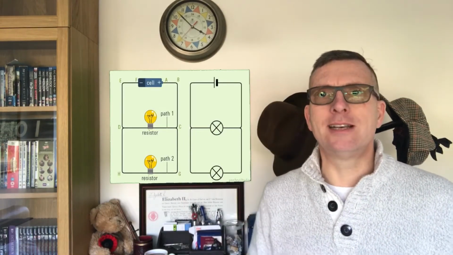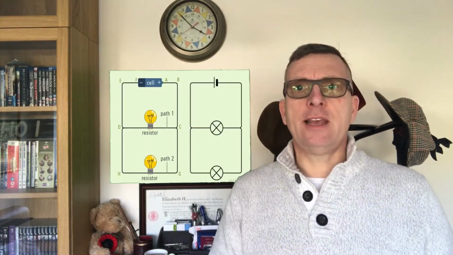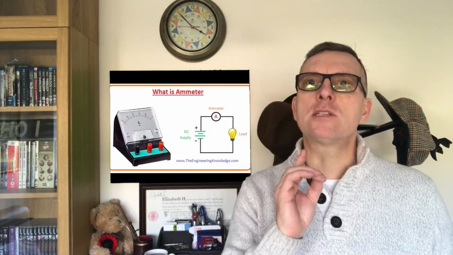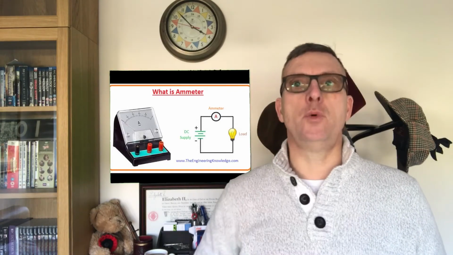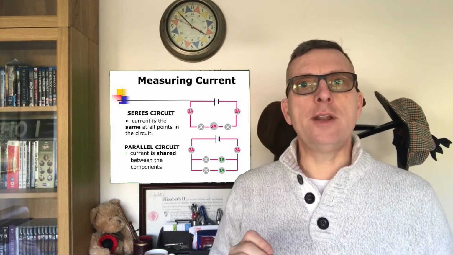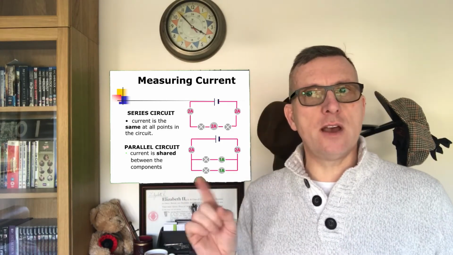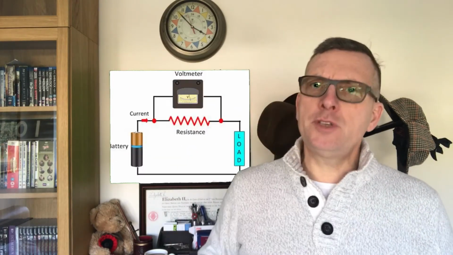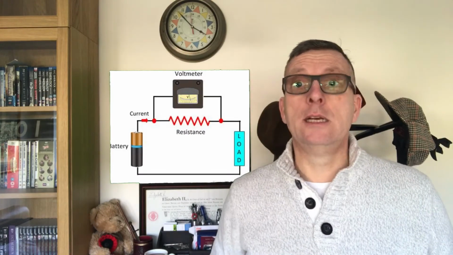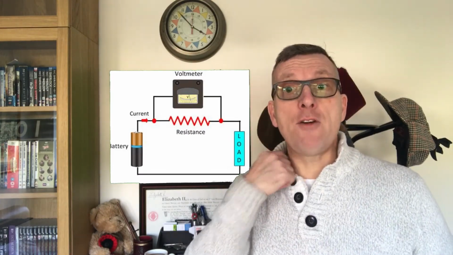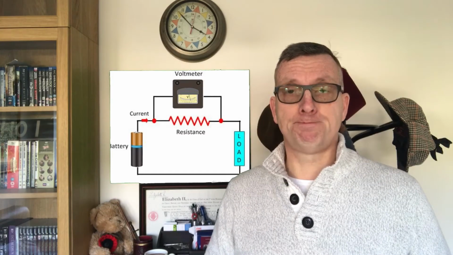So circuits then, of course, in order for the current to flow, there has to be a complete loop present. Any break in the circuit and the current stops flowing, the circuit just won't work. And current is measured using an ammeter, and the ammeter must be placed in series next to any other components. The current is the same at all points in a series circuit, so it can be placed either side of that component. Potential difference is measured using a voltmeter. Now the voltmeter must be placed in parallel with the component that it's measuring.